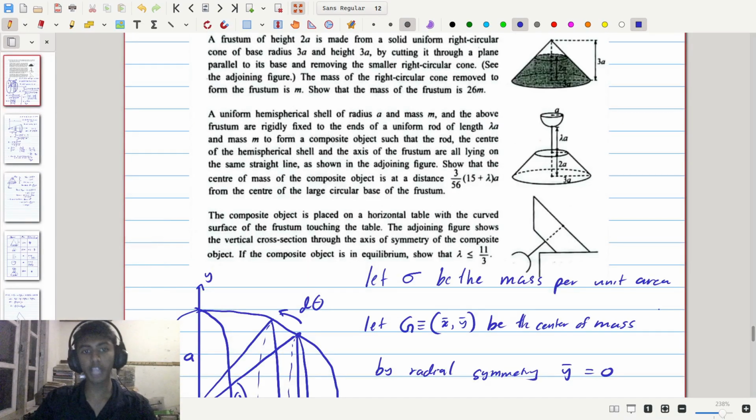So finally, for the last part of the question, we are told that we put this thing on the edge of a table, and when we do that, it does not topple. So it's in equilibrium. If it is in equilibrium, we are asked to show that lambda must be some value less than or equal to 11 over 3. So that must mean that if lambda is greater than 11 over 3, then this stick would be too long, causing the whole thing to topple due to the center of mass being too far forward.